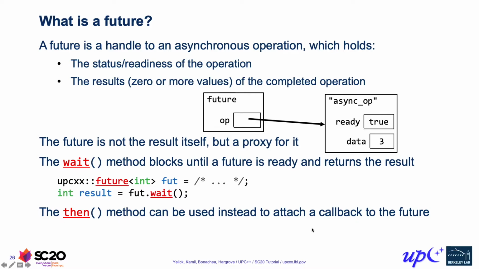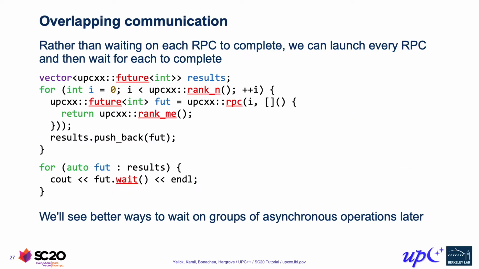Since something like RPC is an asynchronous operation, we normally don't want to immediately wait every time we launch one. Instead, what we want to do is we want to overlap multiple operations, either communication with communication or communication with computation. So let's take a look at a basic example of doing that. So here what we have is we have a vector that's keeping track of multiple futures. And what we'll do is we'll launch several operations, each of which gives back a future, store them in the vector, and then we'll wait on them after we've launched everything. Okay, so here we're actually launching an RPC to every other rank.